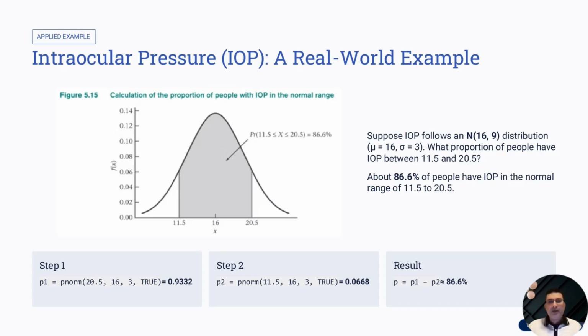Let me give you a quick example. Suppose intraocular pressure follows a normal distribution with mean 16 and standard deviation 3. If we want to know the proportion of people with values between 11.5 and 20.5, we calculate the probability up to 20.5, subtract the probability up to 11.5, and what's left is the proportion in that range. It turns out to be about 86.6%, which lines up nicely with what we expect from a normal distribution.